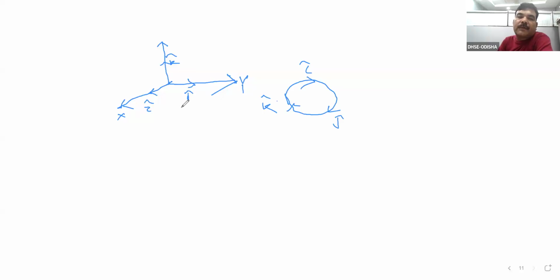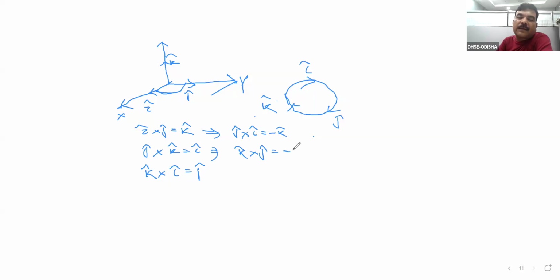Okay. So I cross J will be, the angle between I and J is 90 degree, so I cross J will be K. So write down I cross J is equal to K. J cross K is equal to I. K cross I is equal to J. This implies J cross I is equal to minus K. K cross J is equal to minus I. I cross K is equal to minus J. Right?